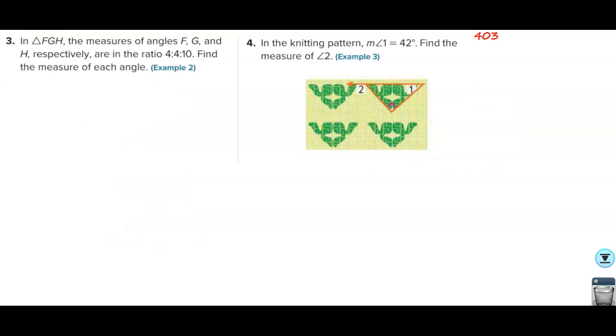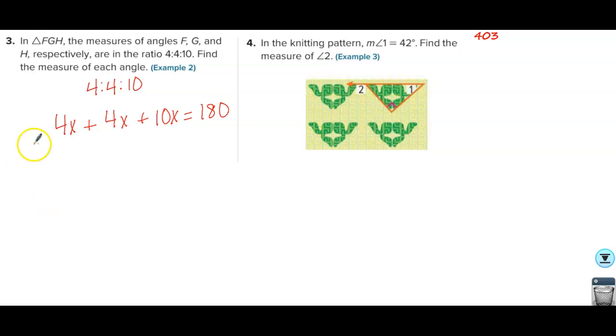All right, also on page 403, we have problems 3 and 4. Now, they're not giving you a picture, okay? They're just telling you that you have a triangle and the angles have the ratio 4, 4, 10. Find the measure of each angle. Remember, when we were working with these ratios, what they did to solve these is they said 4x plus 4x plus 10x equals 180. 180 is our magic number when dealing with triangles.